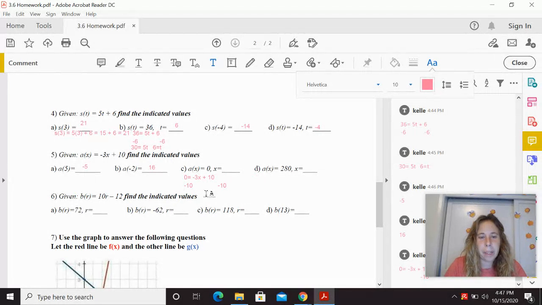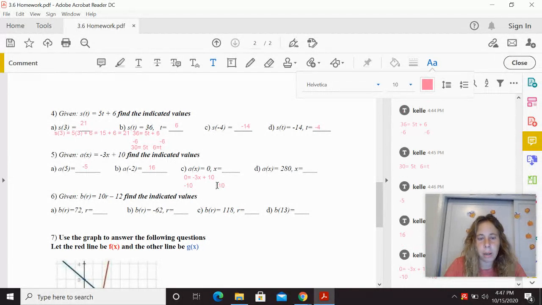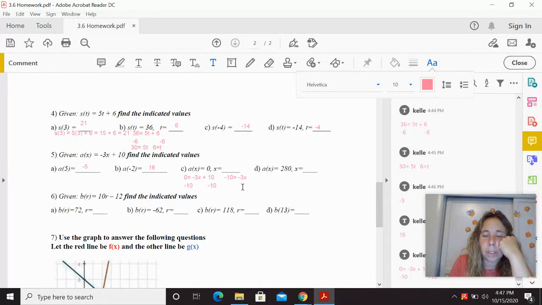So 0 minus 10, see if this can write down here. Nope, we'll go over here. So 0 minus 10 is negative 10 equals, I didn't do anything, so just rewrite the negative 3x. And then 10 minus 10 is 0, so that's what you're left with. And then you have to divide by the number in front of the x, so divide by negative 3.